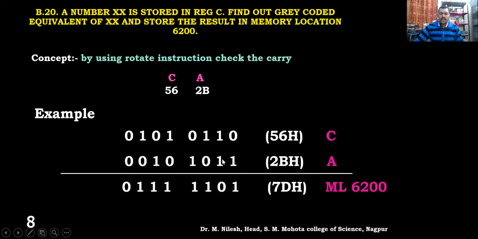So it will become 2B, and this is what we are expecting to have in the accumulator. When we XOR this, that is add this neglecting the carry, we get this number, that is 7DH. This is the result that we are expecting to get in the program.